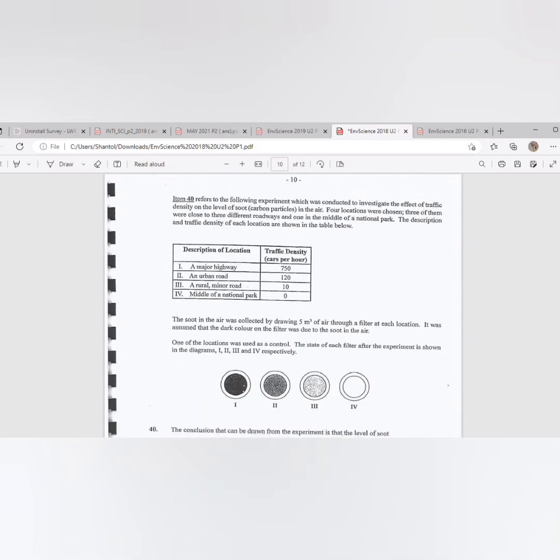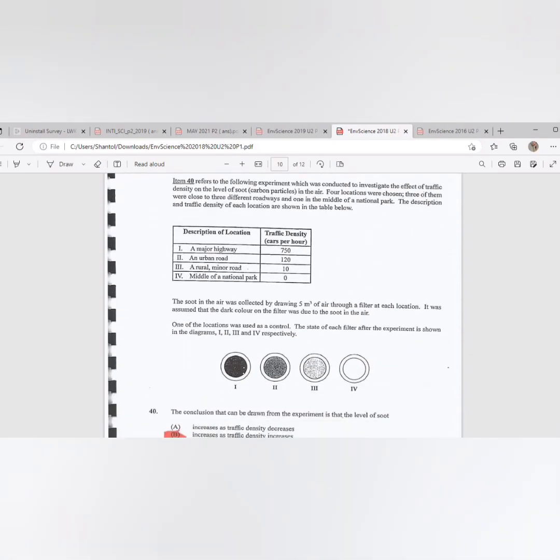Item 40 refers to the following experiment, which was conducted to investigate the effect of traffic density on the level of soot in the air. 4 locations were chosen. 3 of them were close to 3 different roadways and 1 in the middle of a national park. The description and traffic density of each location are shown in the table below. 1. A major highway, 750, an urban road, 120, a rural minor road, 10, and the middle of a national park, 0. One of the locations was used as a control.